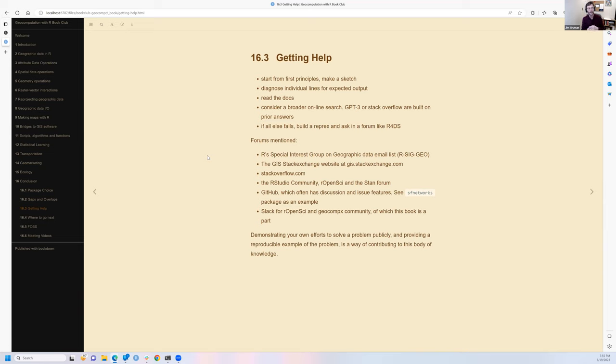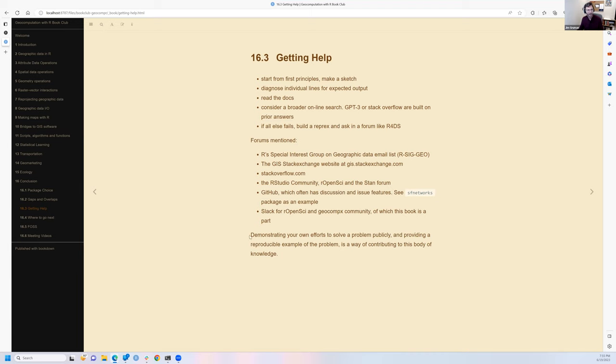R4DS is one. But they also mentioned this book was actually the product of a special interest group or a Slack channel of geospatial people. It's a mailing list that you can subscribe to. So I know there's a mailing list, but I think this GeoCompx community is, besides rOpenSci, another one, and I believe this book was discussed in its infancy in that community. Lots of great resources.